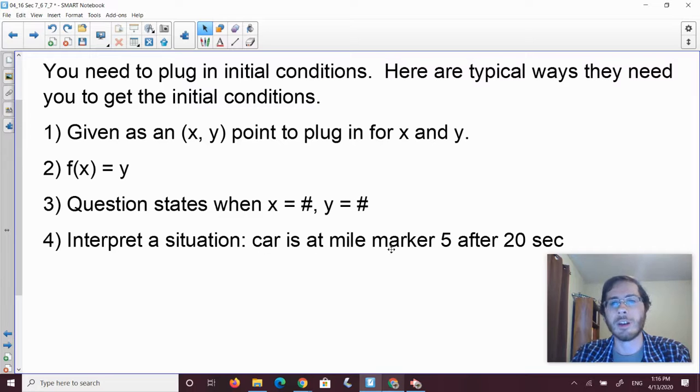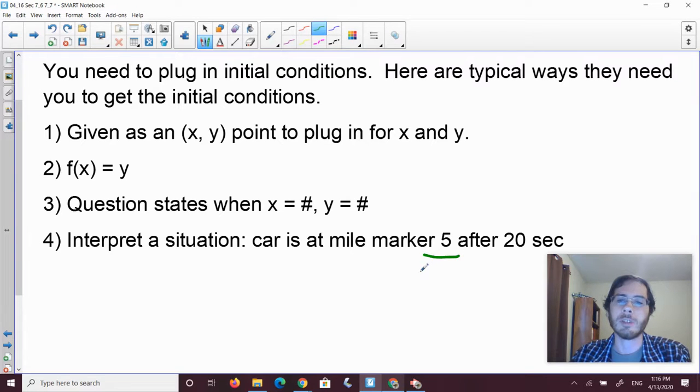So for example, if a car is at mile marker 5 after 20 seconds, then you have to realize that this is going to be probably your distance, and this is going to be your time. So those will probably be the variables that they use. It'll be like one of the physics ones that we did. So that'll be the trickiest one to do, is to realize you have to interpret from a situation.